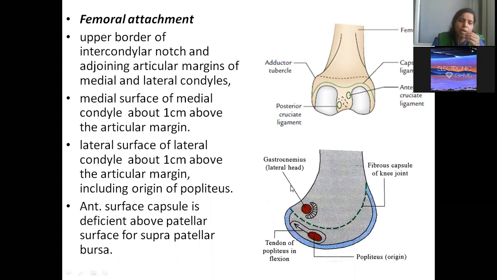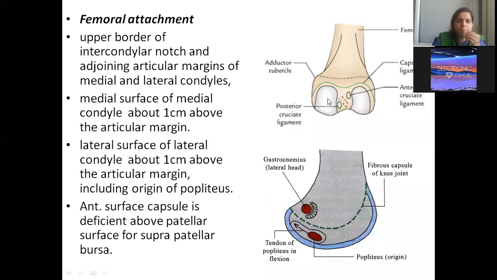Then from the lateral condyle, we also have the origin of gastrocnemius. All these green lines are actually indicating the attachments of the fibrous capsule. To be more specific, you can define the femoral attachment: upper border of the intercondylar notch and adjoining articular margins of medial and lateral condyles.